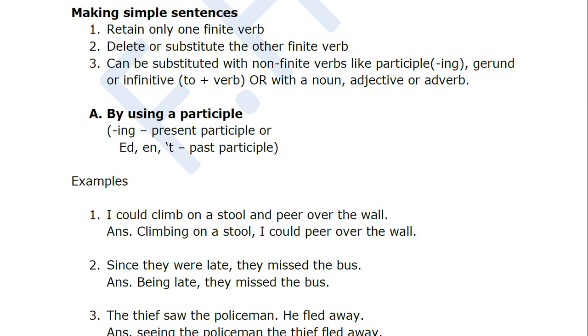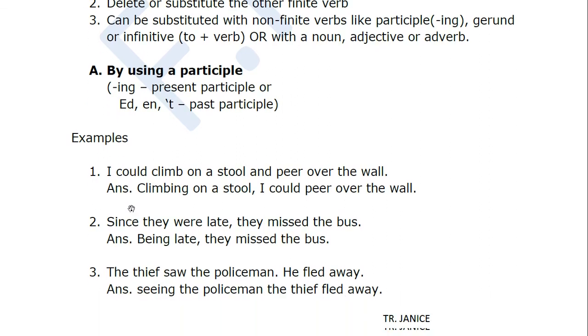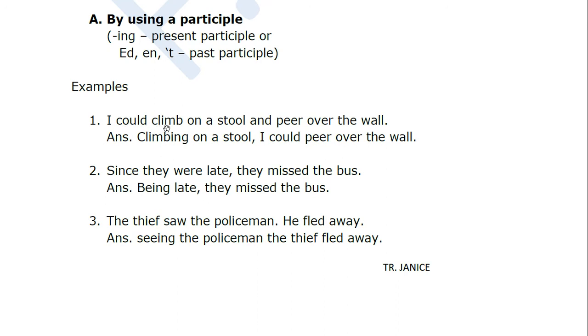And lighten. Okay, so ed, en, t. Now let's go to the examples, and then you will learn how to do this. Now the first example, I could climb on a stool and peer over the wall. Now, you know that they have asked you to make it into a simple sentence. That means there is more than one verb. So now first thing you have to do is identify the verbs.